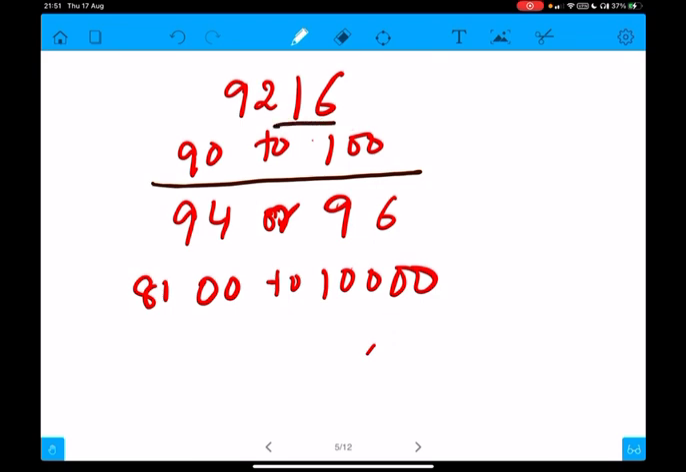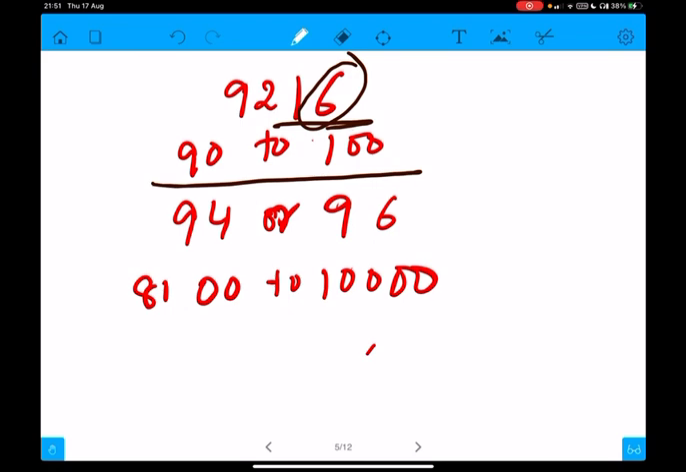Since the number ends with 6, the last digit has to be either 4 or 6. So the first digit has to be 9, and the second digit has to be 4 or 6. So the number will be 94 or 96. Here, if it's 90, it's 8100, and if it's 100, it's 10,000.